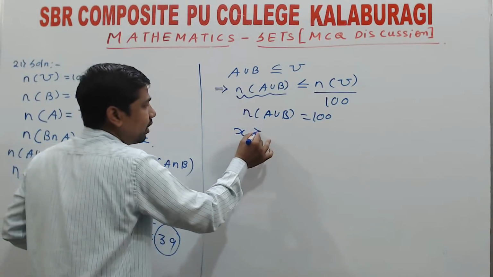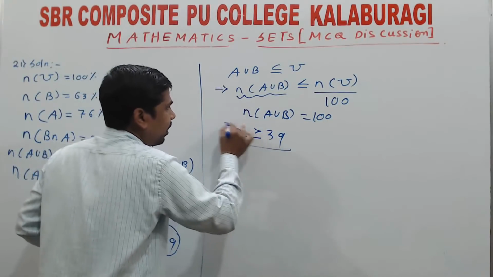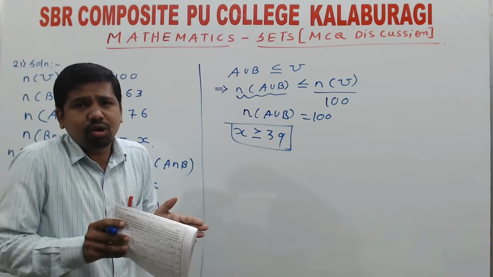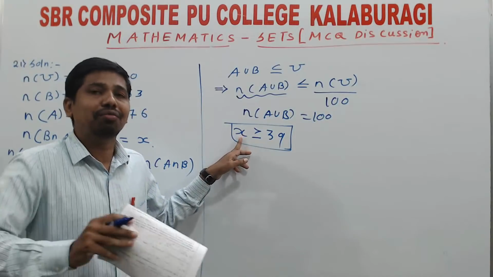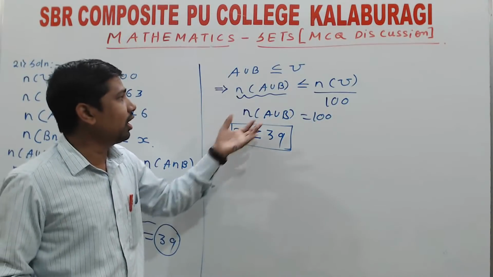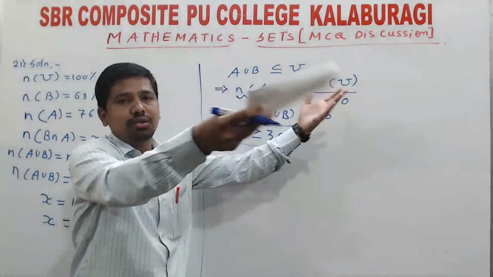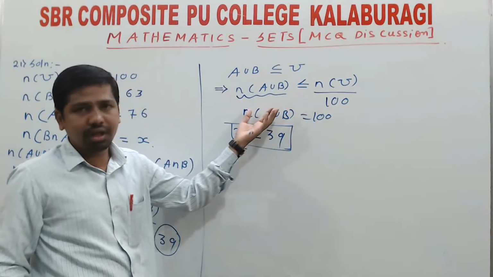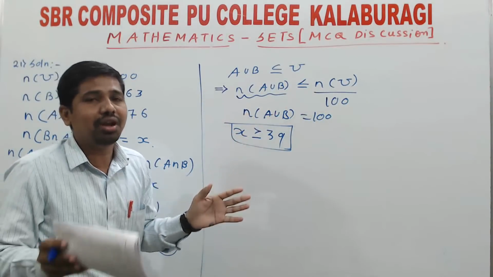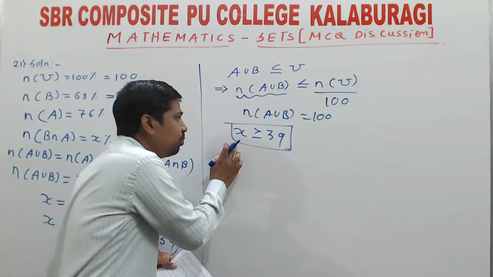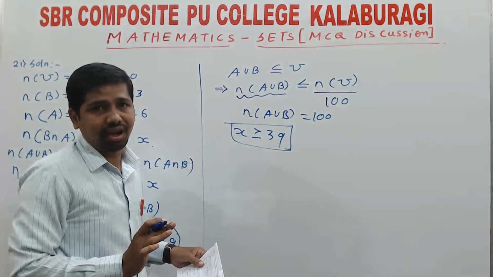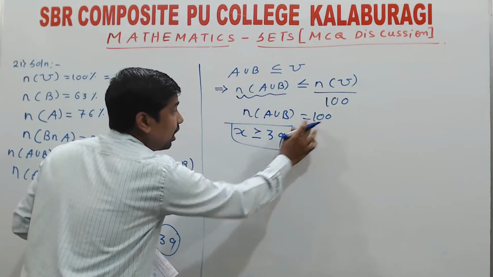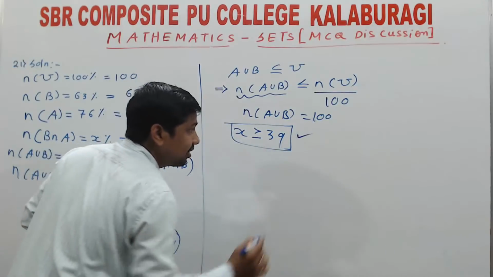So X should be greater than or equal to 39. When I take the maximum number of elements in A ∪ B, I get the minimum common, 39, because X is the number of common elements in A and B. The largest set is the universal set, so if all the elements are taken, I am getting the minimum common. So X should be greater than or equal to 39.